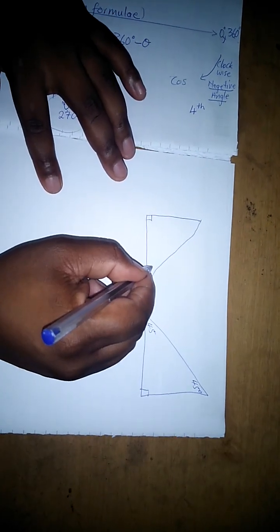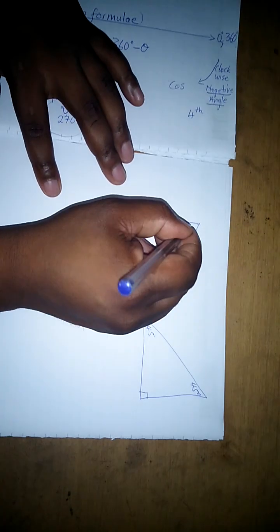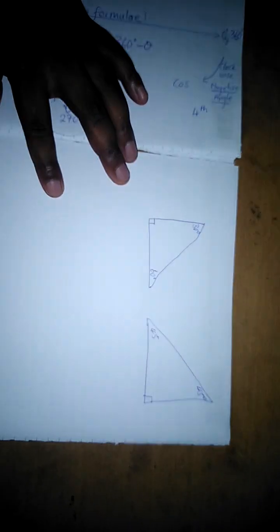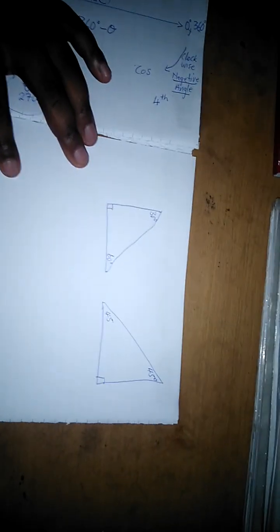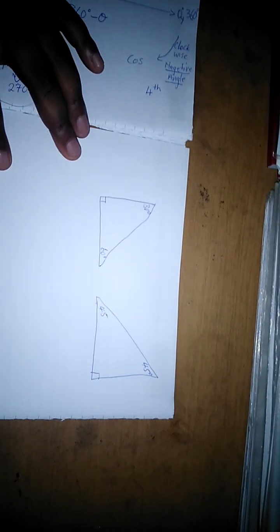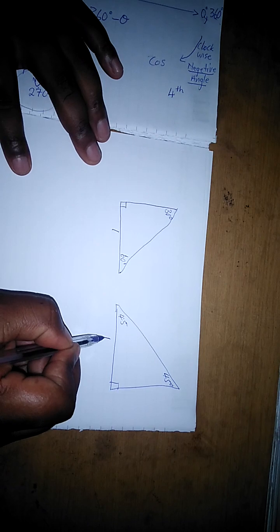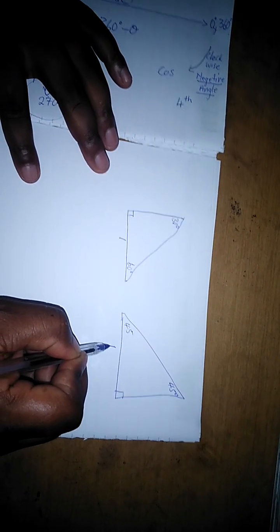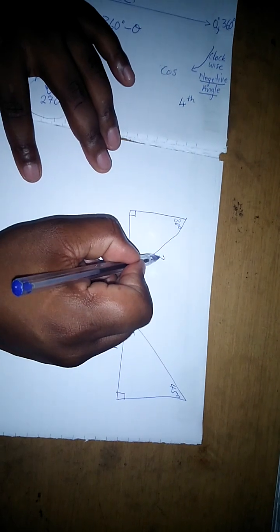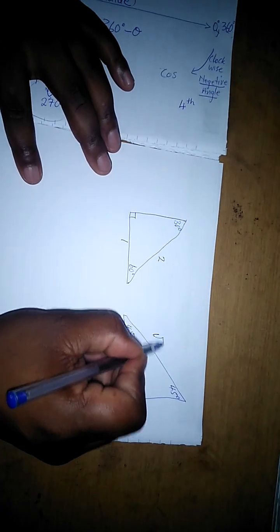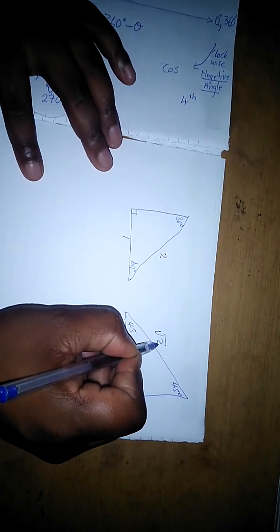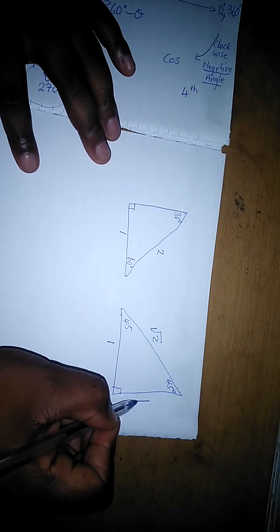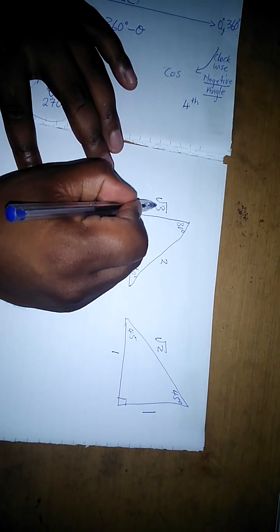Here I have 60, here I have 30, okay? So we know that these are special angles. Since they are special angles, I know here it is 1 and here it is 1, okay? Now let's go to the hypotenuse. This will be 2 and this will be root 2, okay? So this one will be 1 and this one will be root 3.